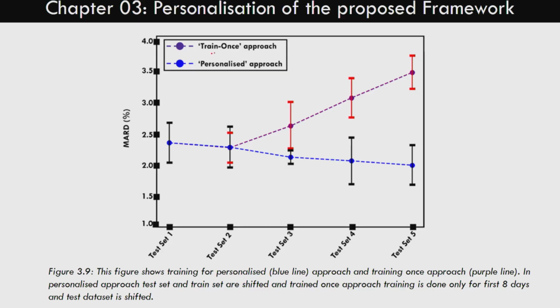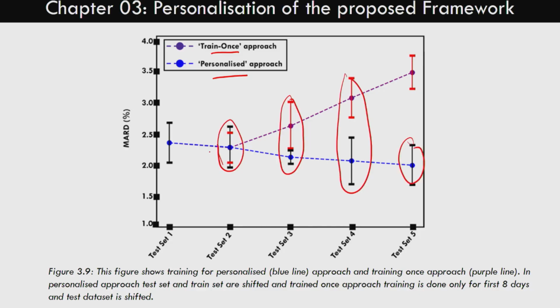Now, this is another approach that we tried. It is always better to update the model frequently. If you use an approach which is train once, then the MARD becomes poor as you move on with different data sets. But if you train frequently on the same individual, updating your model, then the MARD is actually improving. And this MARD is very good. This is the ideal MARD, because it is from the forecasted data, not the sensor.